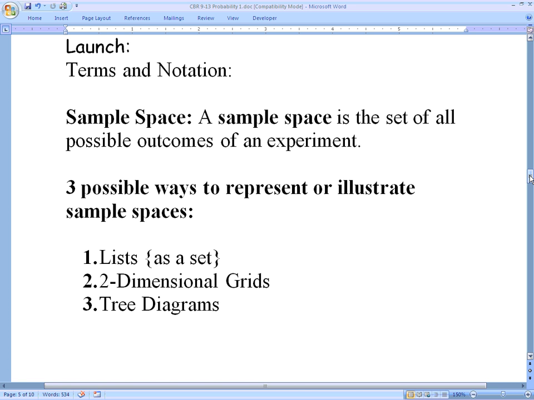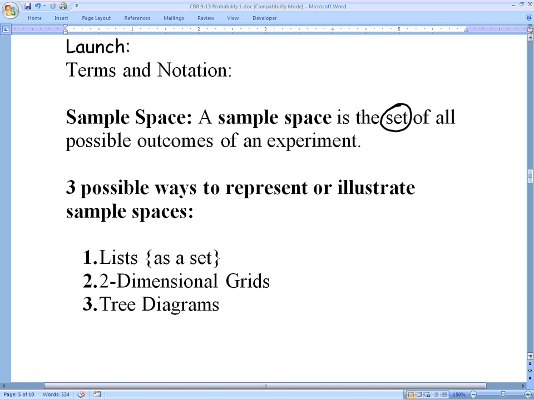So we've defined probability as stated in our first learning intention, and the second learning intention was to talk about ways of representing a sample space. Well, first it might help to define what a sample space is. It's the set, being the key word, of all possible outcomes of an experiment.